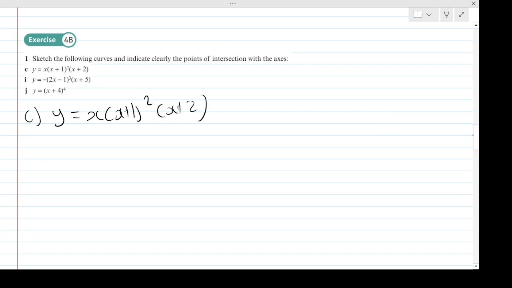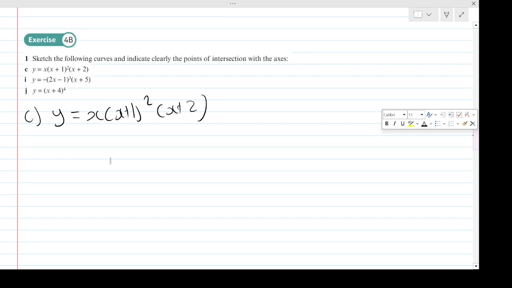Again, by the way, these were questions picked from the exercise book for this exercise. I picked the more interesting and different types of graphs, so they're not necessarily the (a), (b), (c), but I think they're the more interesting questions that are a bit different.